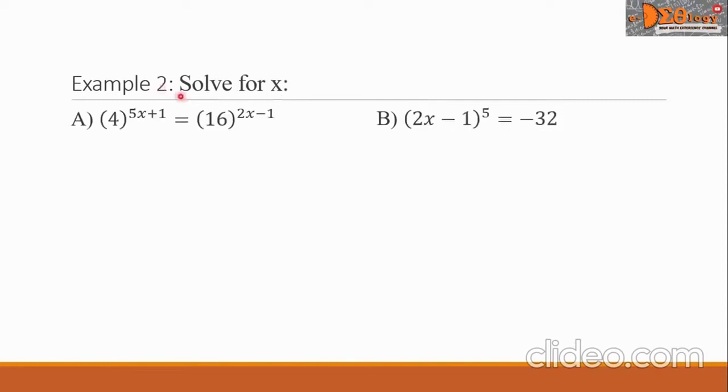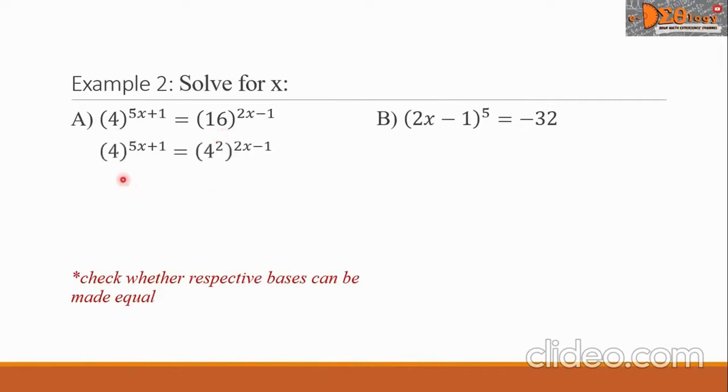Let's go to example 2. Solve for x. We have two problems here, A and B. Let's begin with A. 4 raised to 5x plus 1 equals 16 raised to 2x minus 1. First, let us check if the bases can be made equal. We can see here on the left side the base is 4, on the right side the base is 16. And we know that this 16 can be rewritten as 4 squared. So it will be like this now.